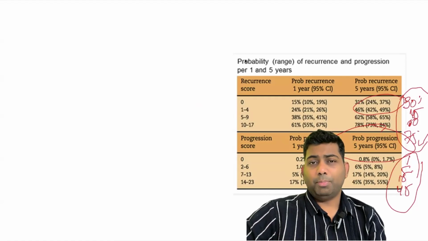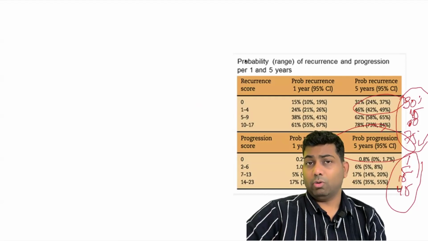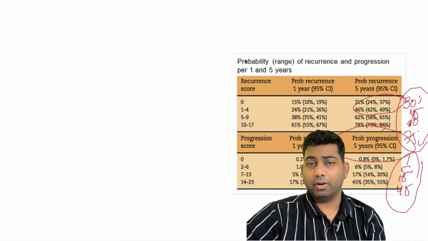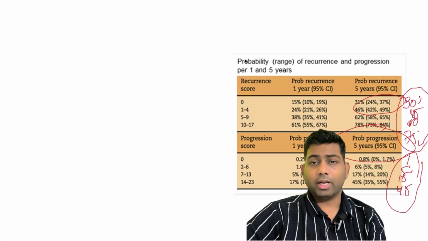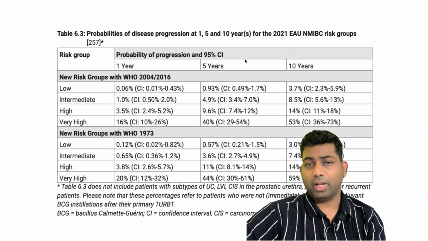Now, many people confuse EORTC and the EAU risk stratification and its risk of progression. I'll tell you one thing very clearly. When you talk about the EAU risk stratification into low, intermediate, high, and very high risk, that risk stratification is for risk of progression, not for recurrence. So the EAU risk stratification system is mainly to predict the risk of progression into the next stage, that is, muscle invasive bladder cancer.